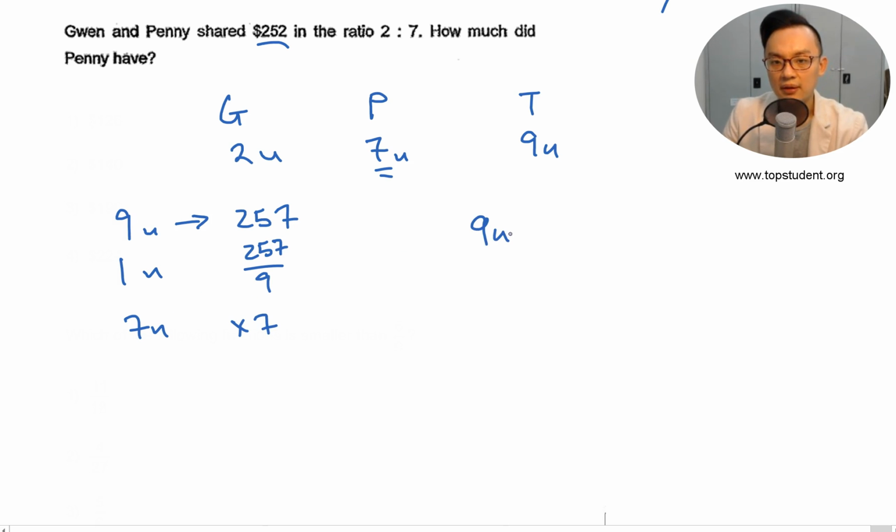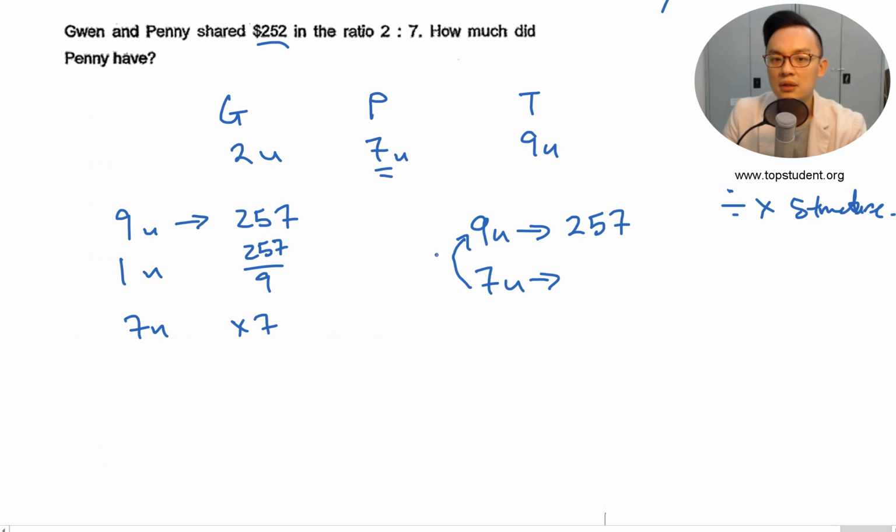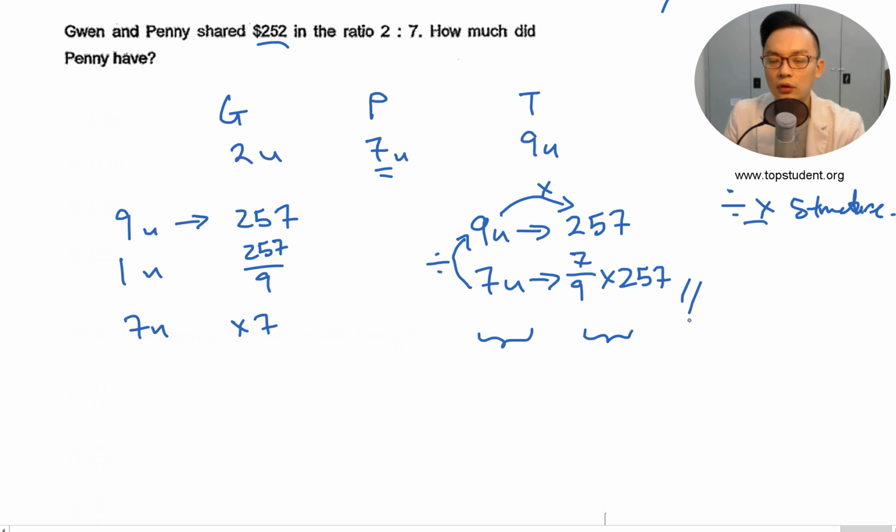Now I want to show you another method which might be easier, might be more difficult. So every time you come up with this is what I call the divide times structure. Alright, so use this, you can skip a few steps here and there. So you just take 7 units. So you have 9 units is 257. You want to find 7 units. You take this, divide it, and then times. Alright. So you need to put your units in the same column, your dollars in the same column. And then you take divide times. That's why I call it the divide times structure. So it's 7 divided by 9 times 257. Alright. And this will give you the answer as well. So you can do both ways.